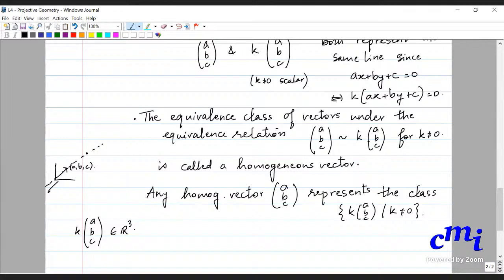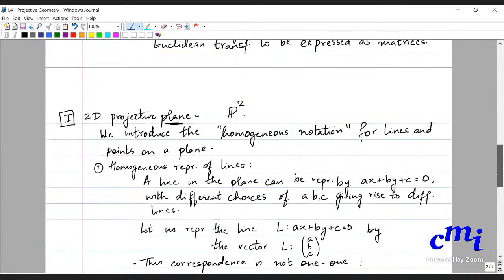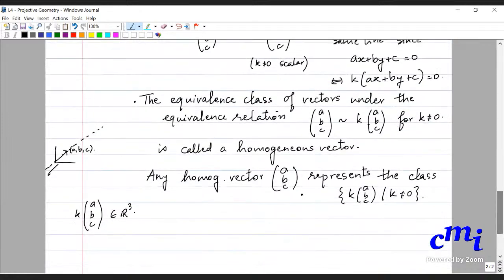So when you read about projective geometry, you will also hear that a point in P2 is this homogeneous vector, which is actually a line in R3. This homogeneous vector represents all the points on this line in R3.